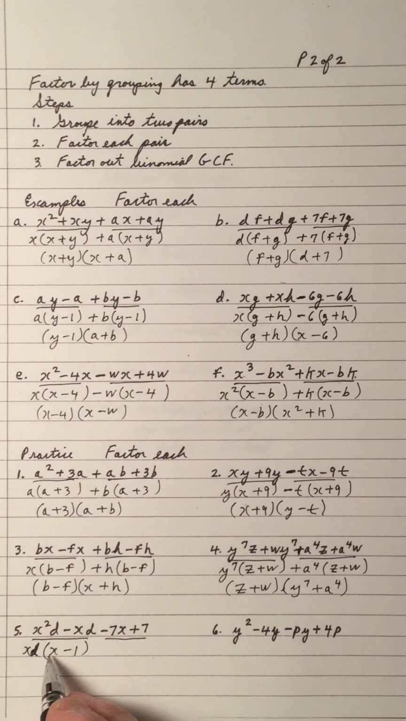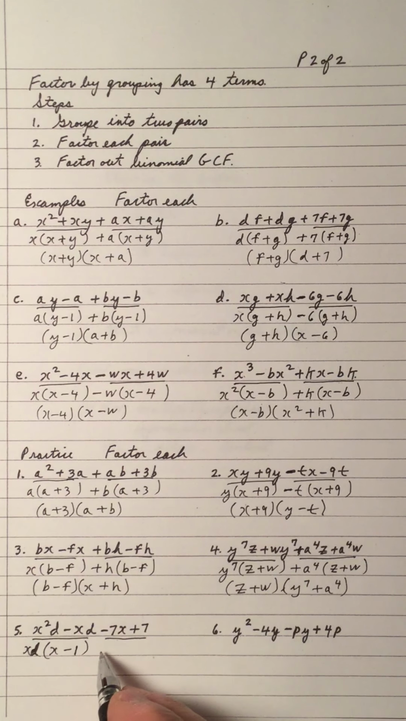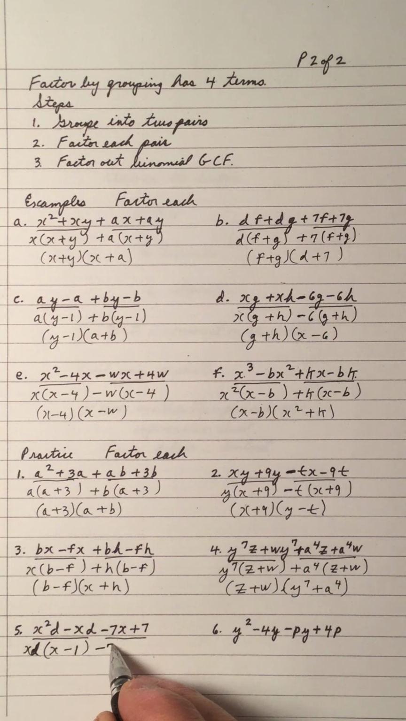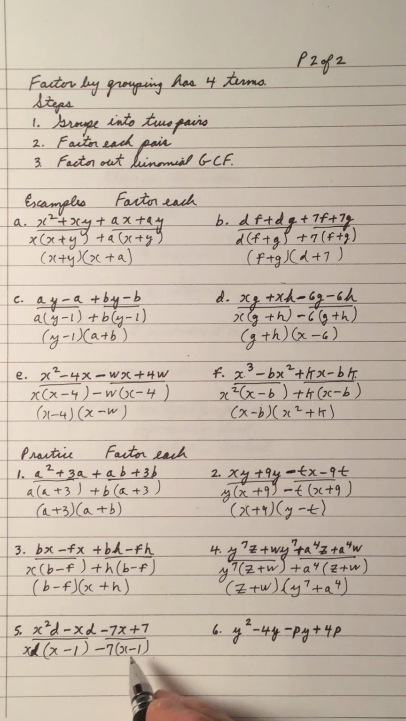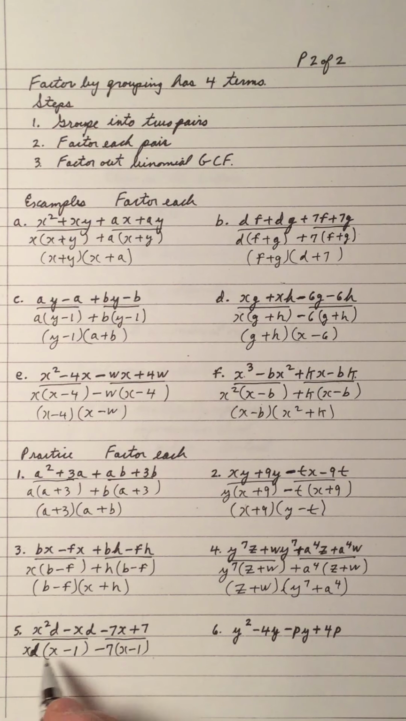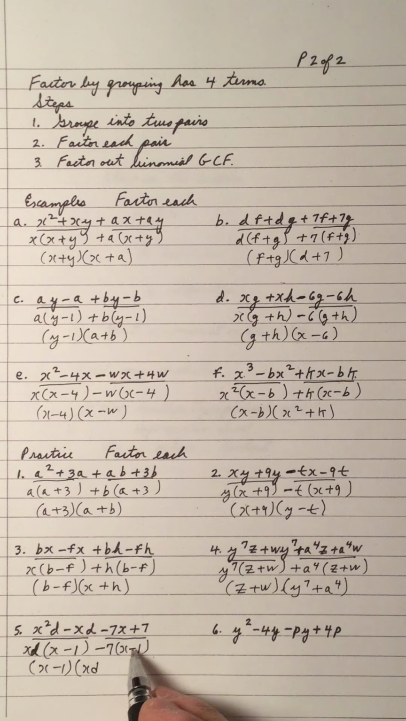Two terms here, 2 in here. We got to be careful to have 1. And I have a negative, so I put in a negative, and I see a 7. That's common. So negative 7x divided by negative 7 is x. Positive 7 divided by negative 7 is negative 1. And I have an x minus 1. That's a common binomial, GCF. When you take the x minus 1 out of the first expression, you get an xd. When you take an x minus 1 out of here, you get a minus 7.